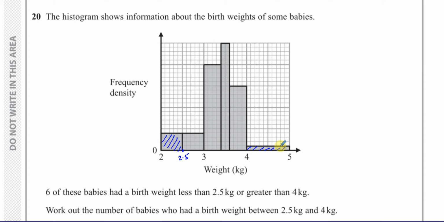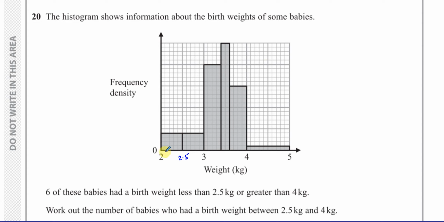Now what we should understand is in a histogram, the height of the bar does not represent its frequency. The height of a bar represents its frequency density. And we haven't been given the frequency density here. Now we could, if we wanted to, work out the frequency density by using some sort of proportion, and then work out the frequency densities of each of these bars, and then work out the frequency of the bars, and then find an answer. But I think that's going to overcomplicate things. I think we can make life a lot easier by just considering how many squares are representing 6 babies, and how many squares represents the number of babies you have to find, and then we can use simple proportion.